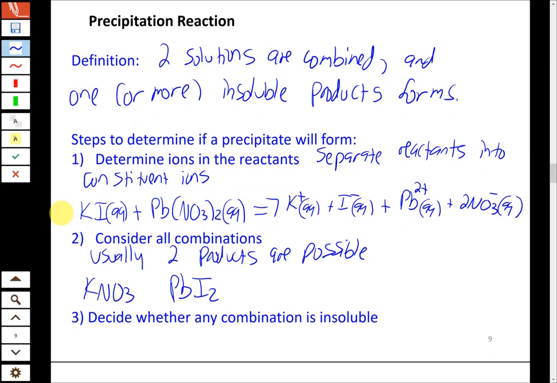So then once we know what the two products are, KNO3 and PbI2, we need to decide whether either or both of these is insoluble. So the way we do that is with everybody's favorite general chemistry topic, solubility rules.